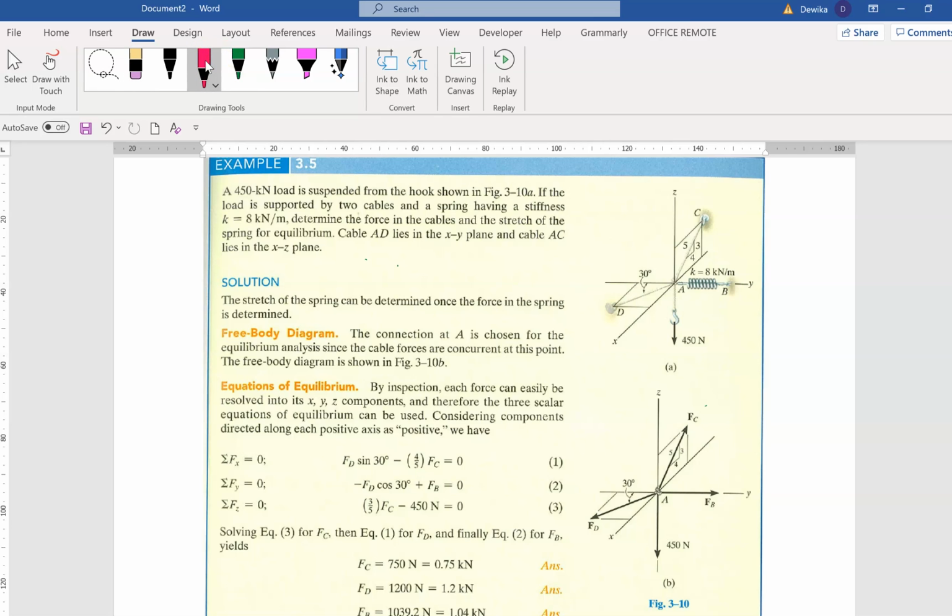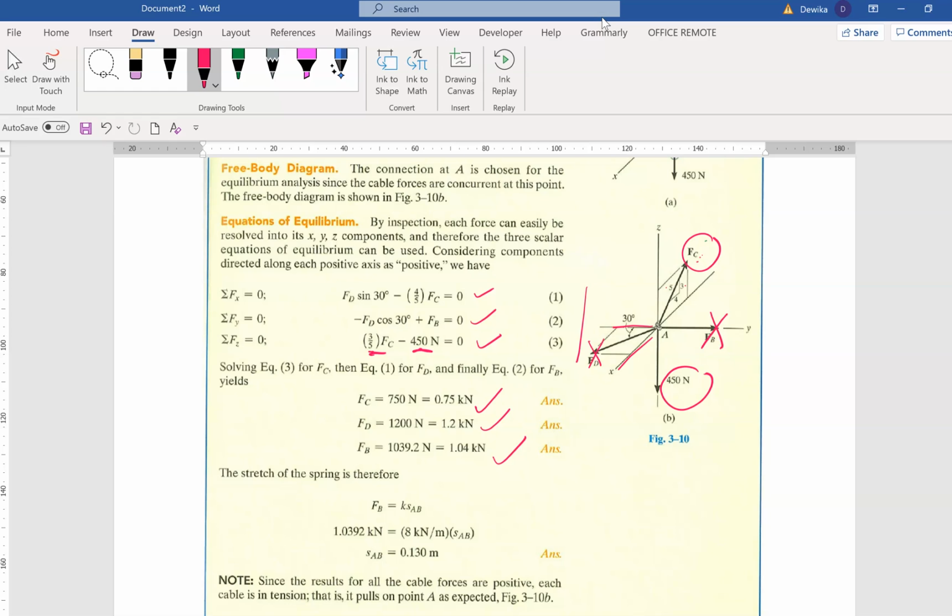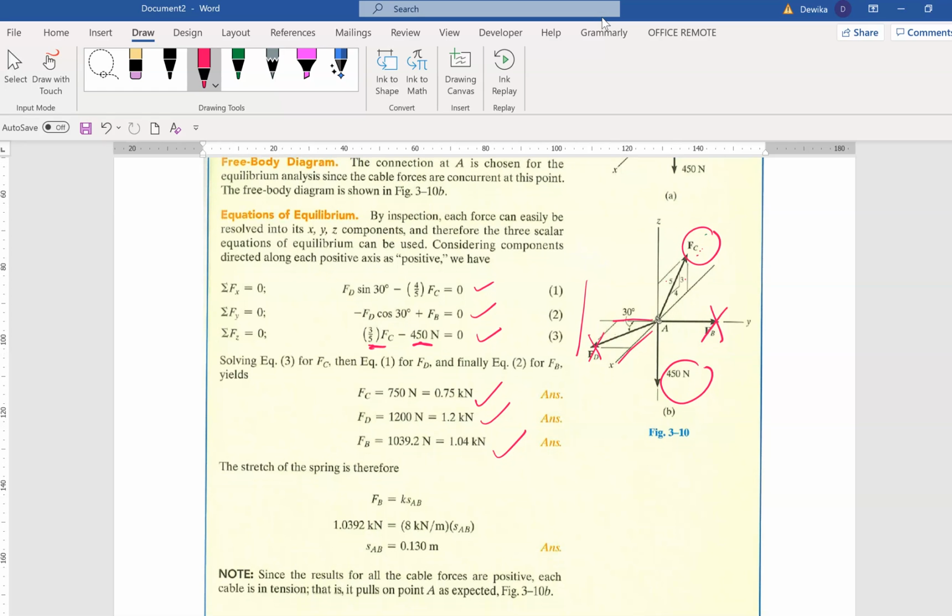Now we're going to go to z. We have 450 pointing downward, negative. This has nothing to do with the z, and this has nothing to do with the z because it's between x and y. And this one, we make it vertical, 3 over 5 FC. So we have 3 equations, 1, 2, 3. If you solve these 3 simultaneously, you get the answer for FC, FD and FB. I'm not showing the simultaneous calculation here because that's very mathematical.